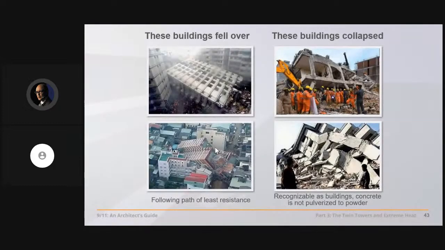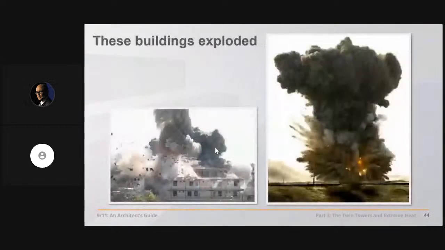Well, how about other high rises, in this case mid-rises, that have fallen due to natural causes? Here we have earthquakes that have caused these collapses. But you can see the building is somewhat intact. Its columns and beams are not severed one from another. The concrete is not pulverized to a fine powder. The building is certainly mangled, but recognizable as a building in the aftermath. So we'll be comparing that to what happened at the World Trade Center Twin Towers.